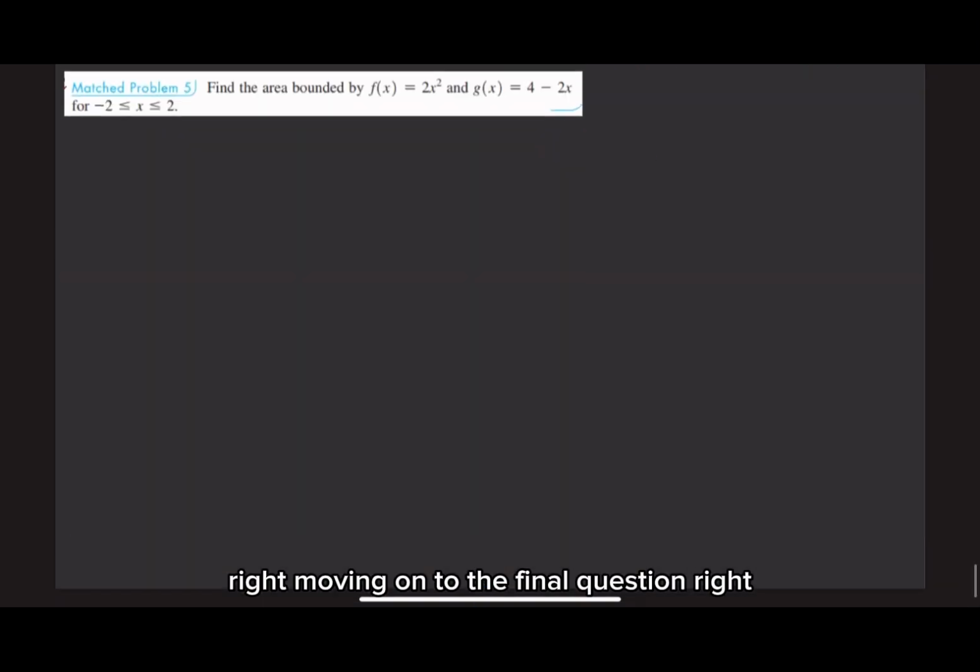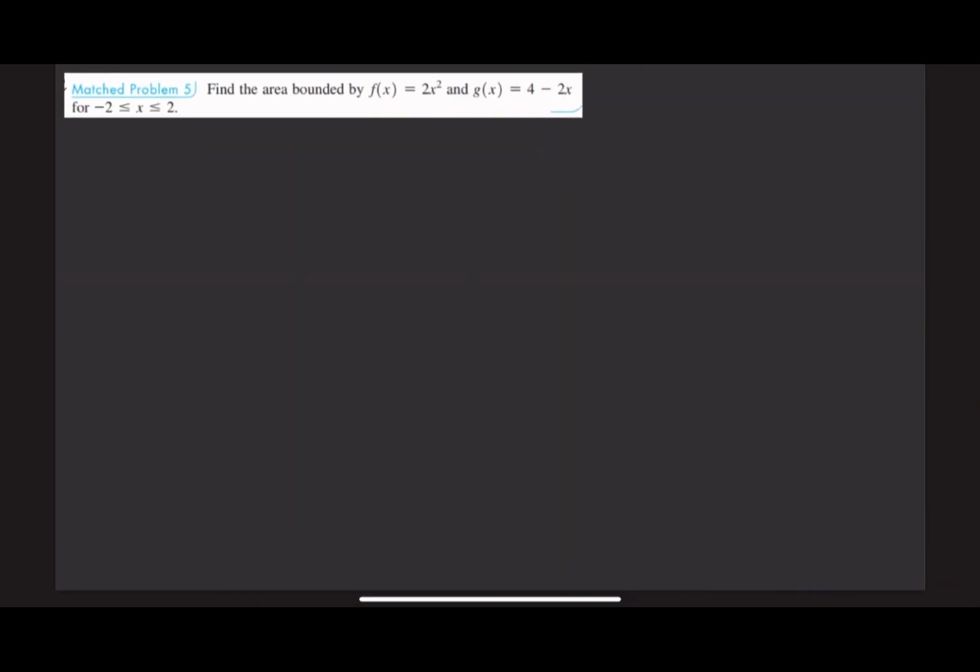Right, moving on to the final question, guys. Find the area bounded by f of x equal to 2x squared and g of x equal to 4 minus 2x. First of all, as always, draw the graph. Draw the graph, guys.